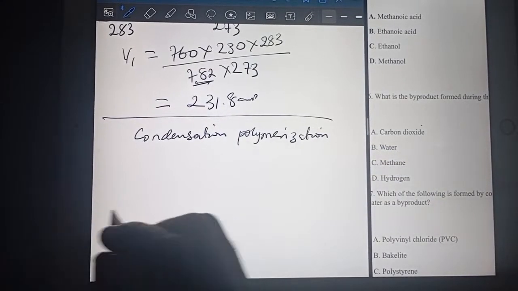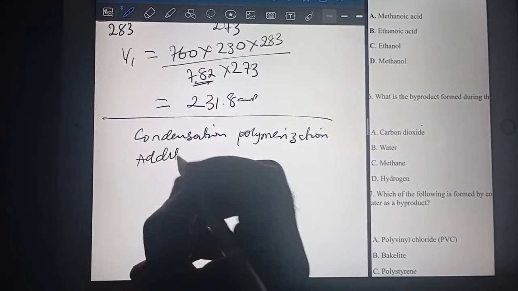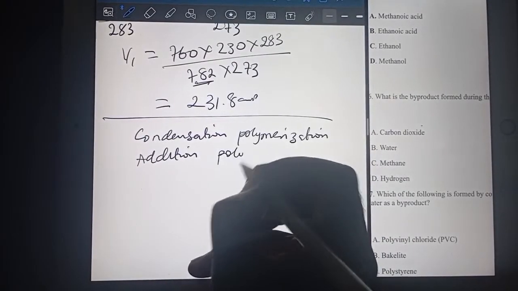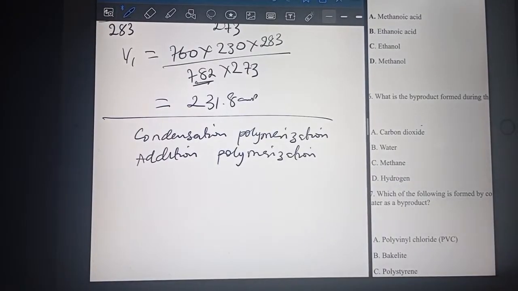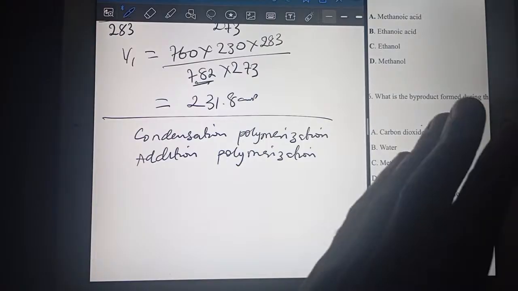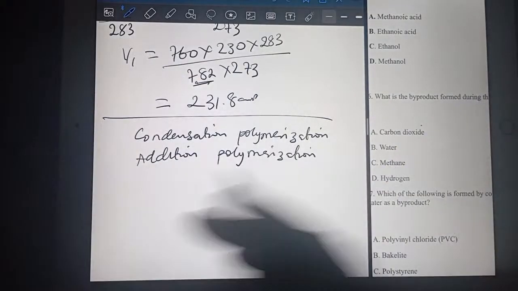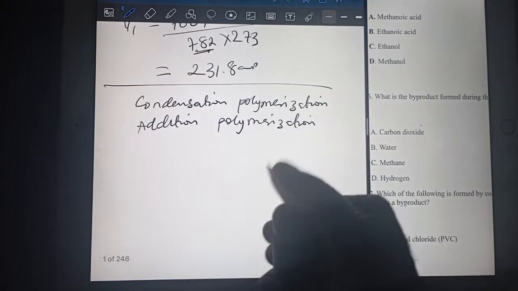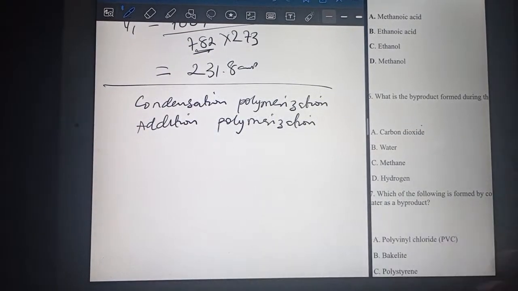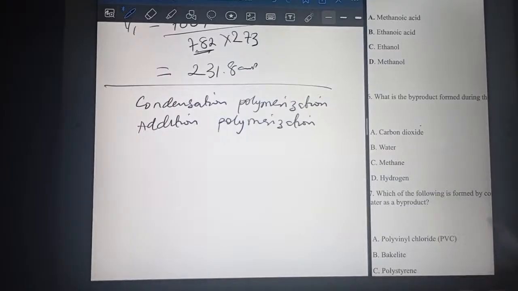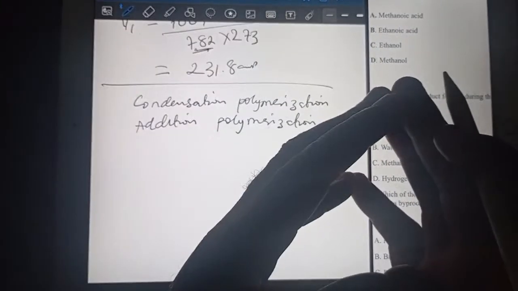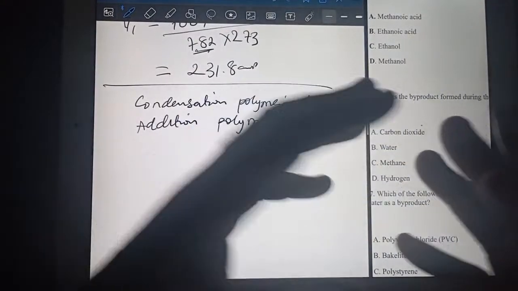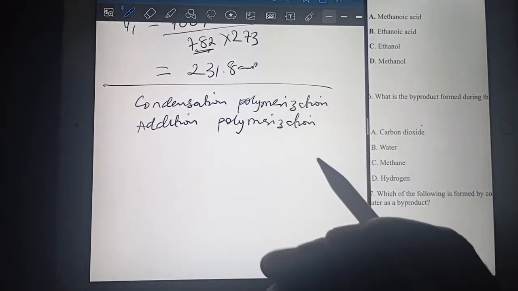Addition polymerization. So in the two types, what matters is that for the second one, I simply use the word GIGO, garbage in, garbage out. Nothing is lost. What you added is exactly what you will get. For example, if you say polyethylene, polymerization is the linking or joining of simple molecular weight compounds known as monomers to form giant molecules known as polymers of high molecular weight.